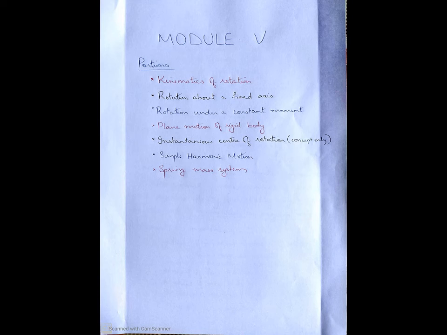Today we'll start with Module 5. Initially, let us see what all are the portions to be covered in this module. It is kinematics of rotation, rotation about a fixed axis, rotation under a constant moment, plane motion of rigid body, instantaneous center of rotation, simple harmonic motion, and spring mass system.